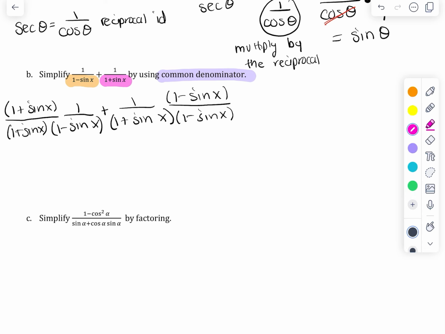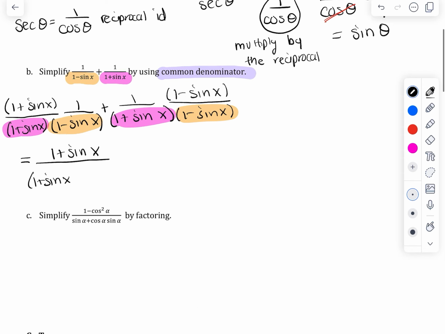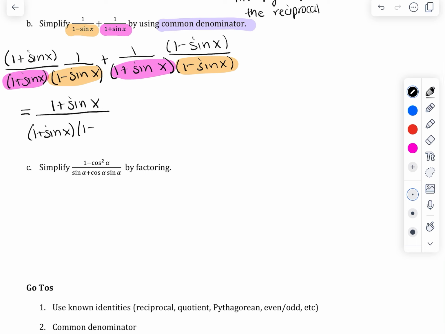So we'll do it one more time. Here's my pink, and here's my orange. So what is that going to do when I do the common denominator? At the top, I'm going to have 1 plus sine x times 1, so that's just 1 plus sine x, over 1 plus sine x, over 1 minus sine x, plus, and on the other side, I'm going to have 1 minus sine x. And then here I have my common denominator again.